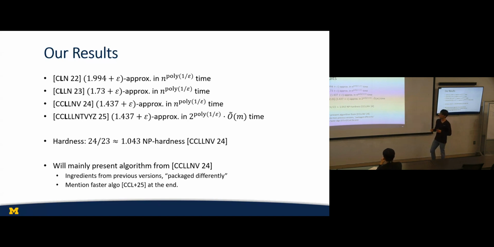I'm going to mention the optimal approximation ratios at the end. But for now, let me mainly present the 1.437 version, where we got the best number. Of course it has ingredients from previous versions, packaged differently. And at the end, I'm going to briefly mention how to achieve the faster algorithm. Here's the plan.